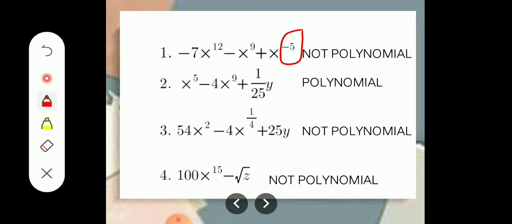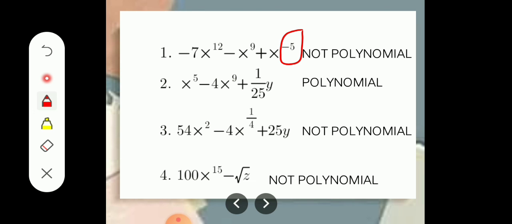Number 2, x to the power of 5 minus 4x to the power of 9 plus 1 over 25y. Polynomial. Why? Because there is no negative exponent, no fraction exponent, no variable inside the radical sign, no variable in the denominator. So it is a polynomial.